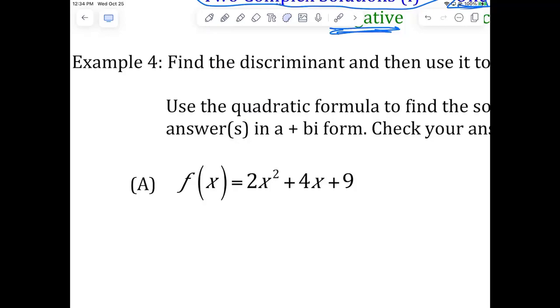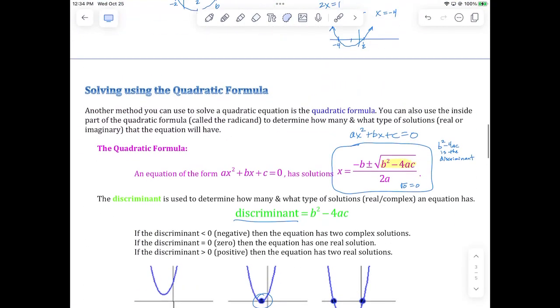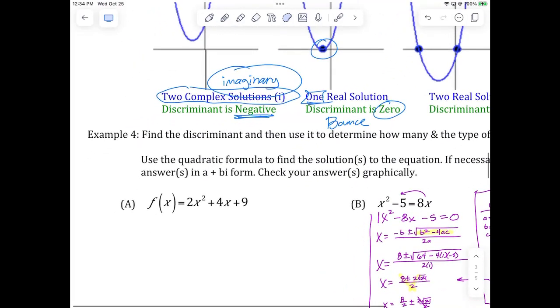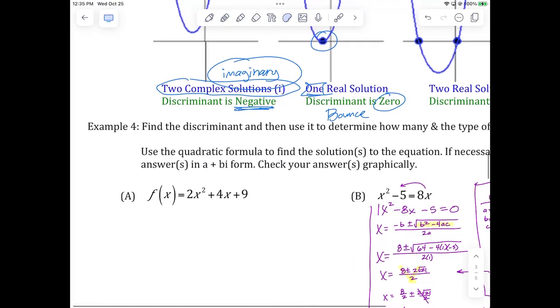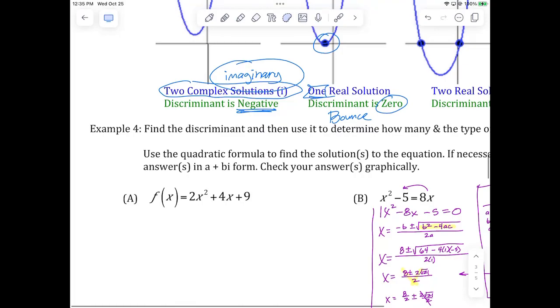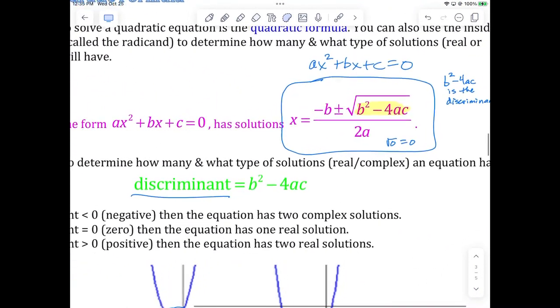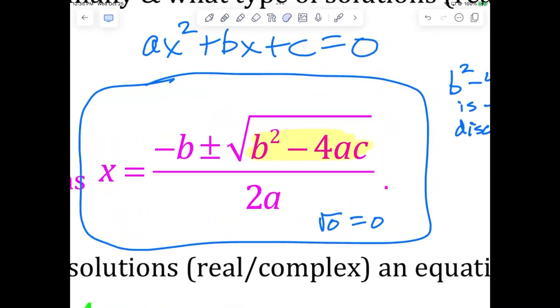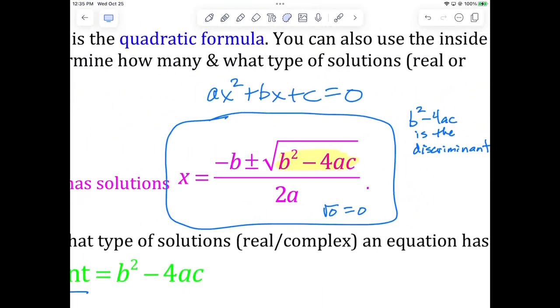All right, boys and girls, Algebra 2, we're looking at section 5.2, example 4. It says to use the discriminant to determine how many solution types there are and then use the quadratic formula to find them. Okay, so recall the discriminant is just the radicand in the quadratic formula. It's the b squared minus 4ac.